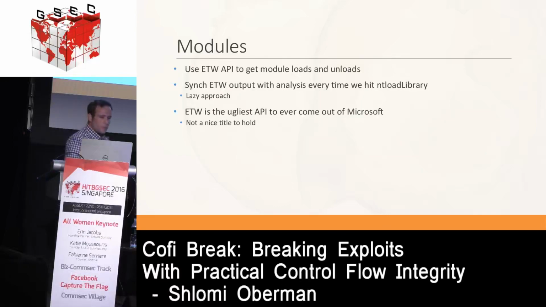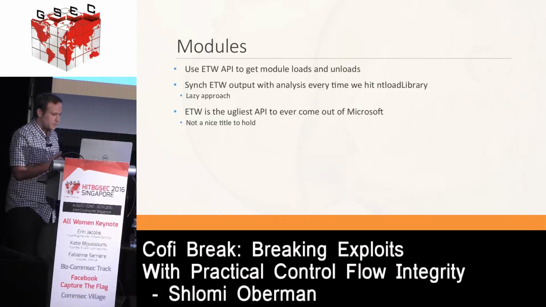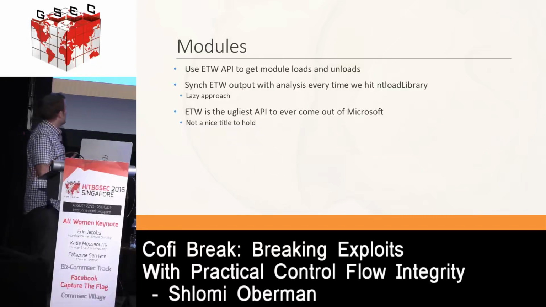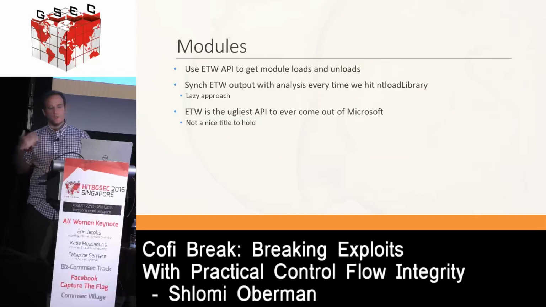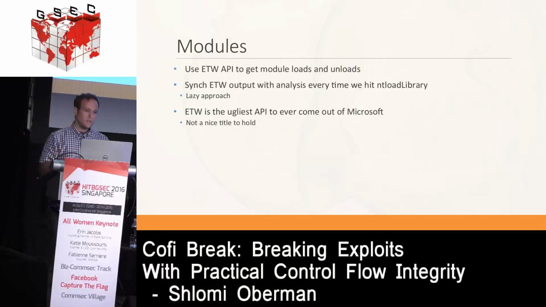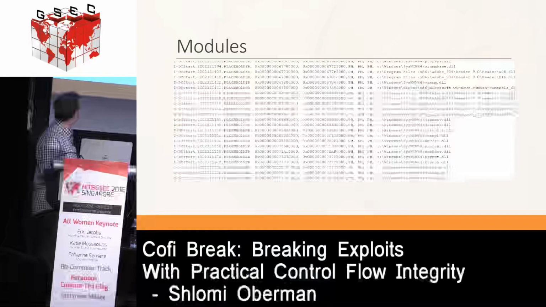So we use ETW, the Event Tracing for Windows API, quite an ugly API to use, one of the ugliest Microsoft has produced, in order to get module loading and unloading, and the trace itself, in order to sync the module loads and unloads between the trace and the module events. So we can see every time the trace reaches NtLoadLibrary or similar functions that cause a module loading, and then we can load the required module into memory, which we have on disk.